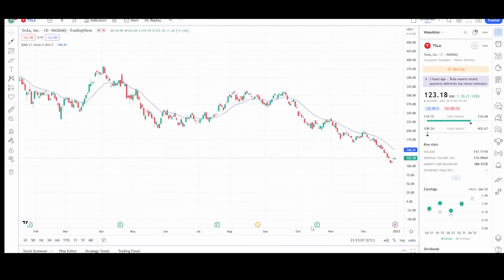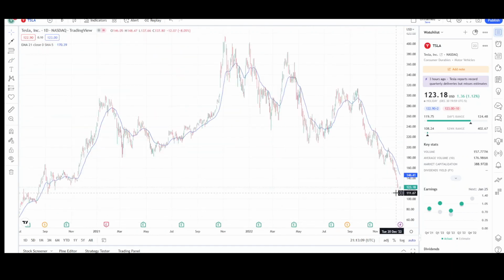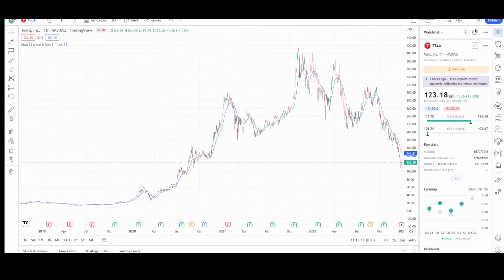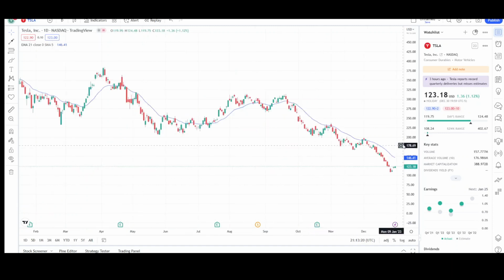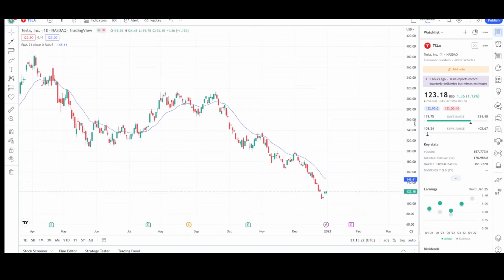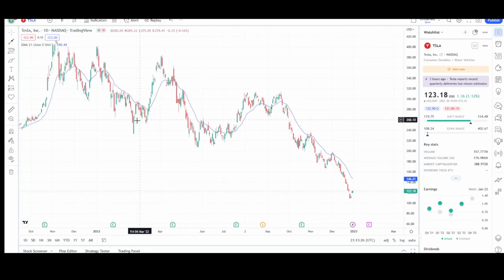But if you entered at the 109 level, you had a pretty good position. But if you see resistance and prices starting to sell off, then it might be time to get out of that. But again, you don't want to be buying in a downtrend. It's a low probability, but people still do it. So that's all I have for Tesla.